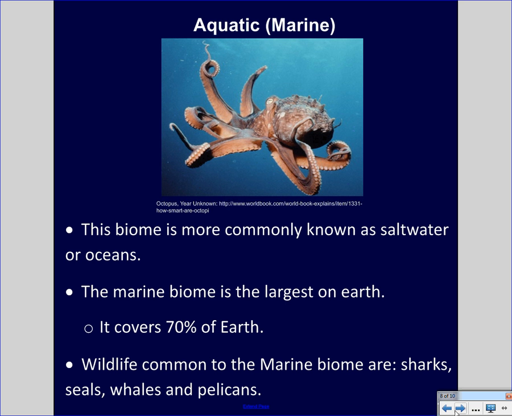Marine. This biome is more commonly known as saltwater or oceans. The marine biome is the largest on Earth, and it covers 70% of Earth's surface. Wildlife you would find in the marine are sharks, seals, whales, and pelicans.